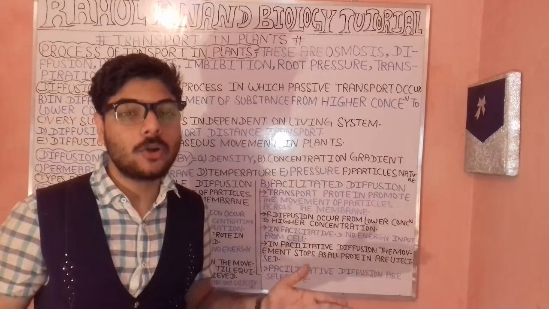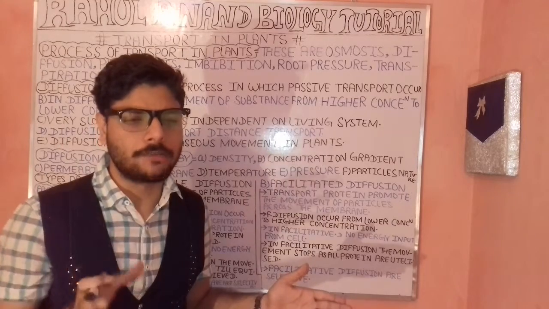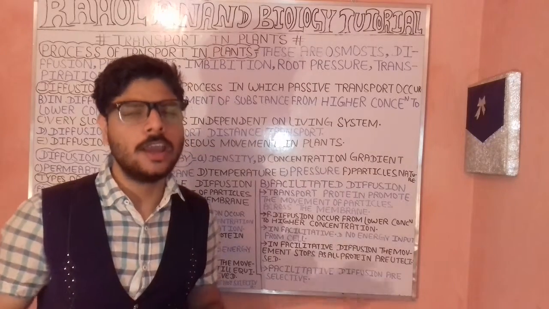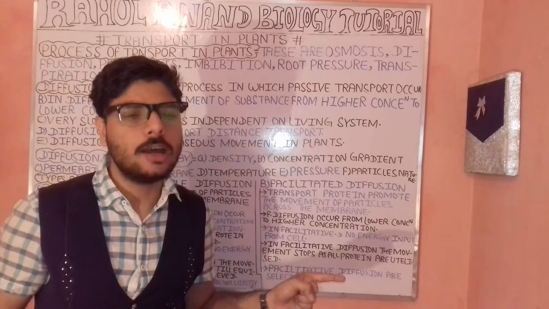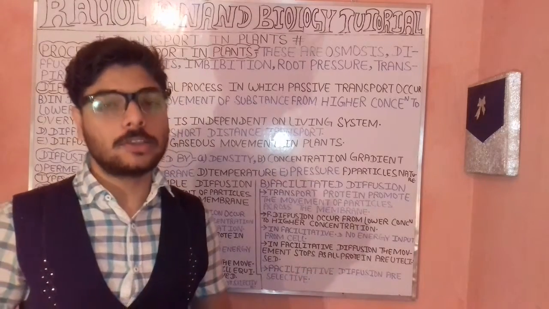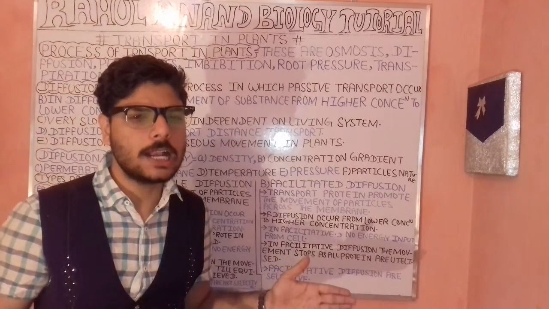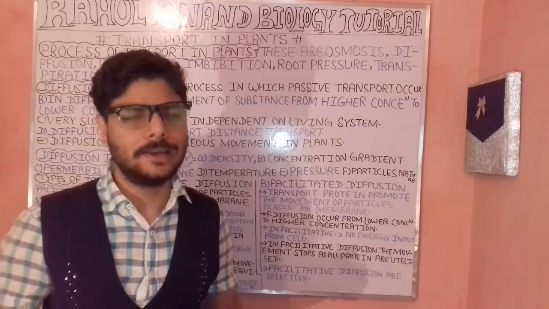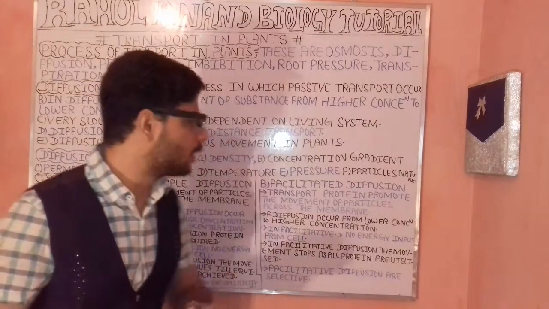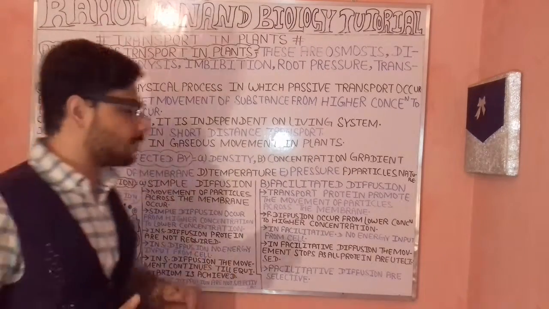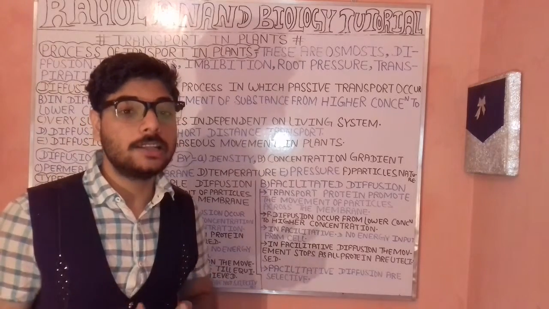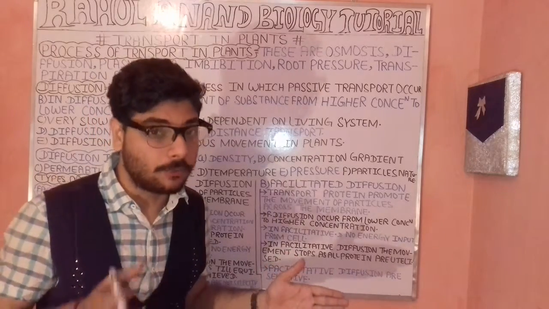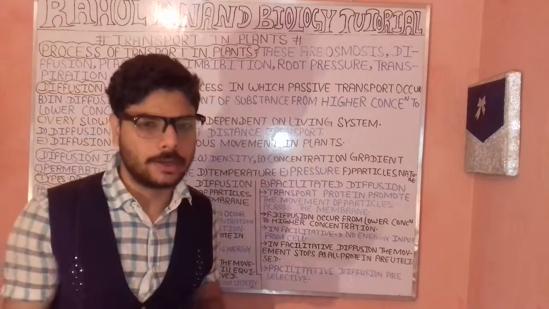Diffusion plays an important role in regulating and promoting gaseous exchange in the plant body. It comes under short distance transport. Another feature of diffusion is that it is a slow process, and it is present in living forms.